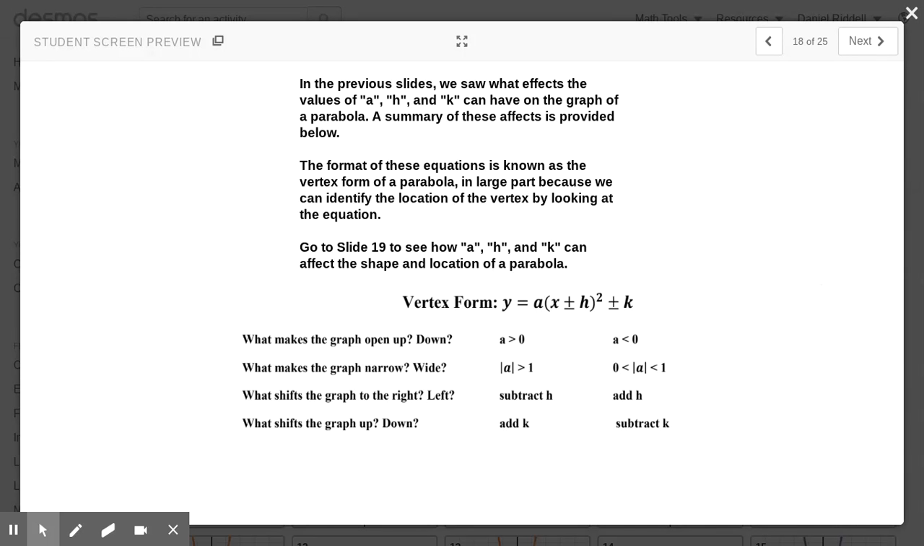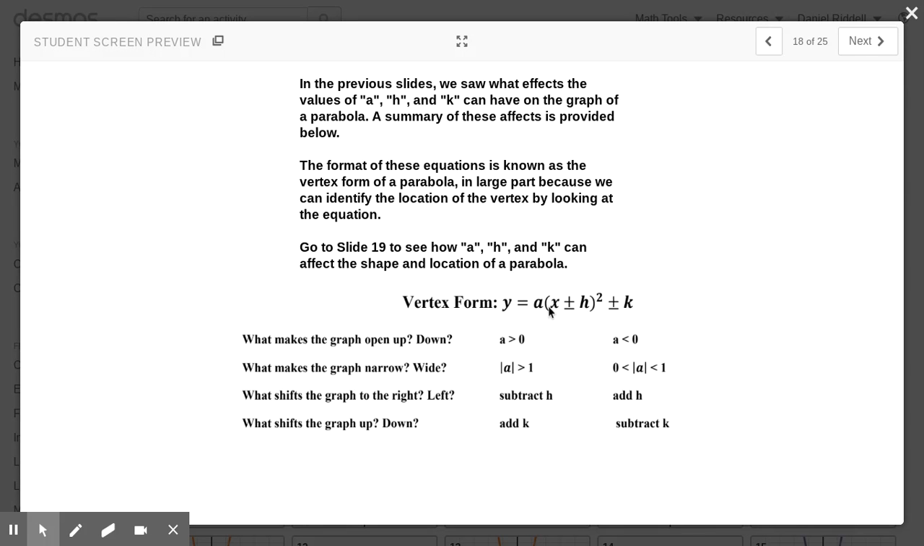Okay, so if you've made it to this slide, you've gone through the exploration and you should have seen the effects of A and H and K in isolated scenarios. So we're going to throw all this together. As a summary here, what you've been looking at is called vertex form.